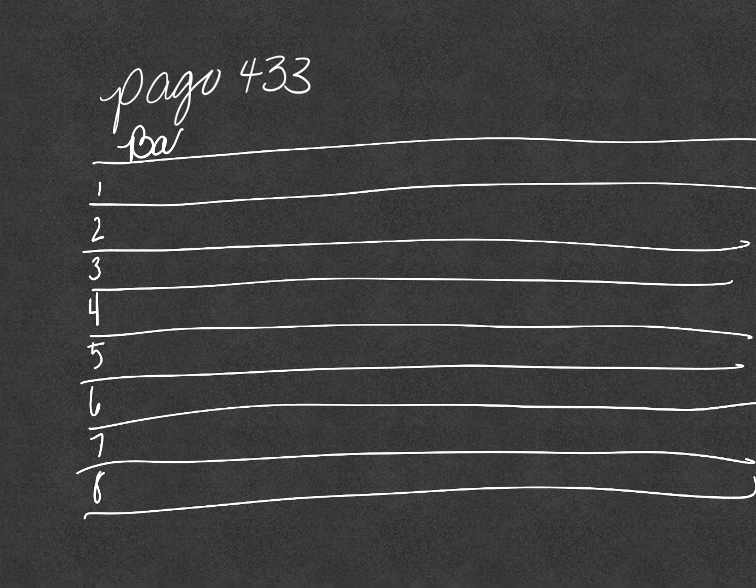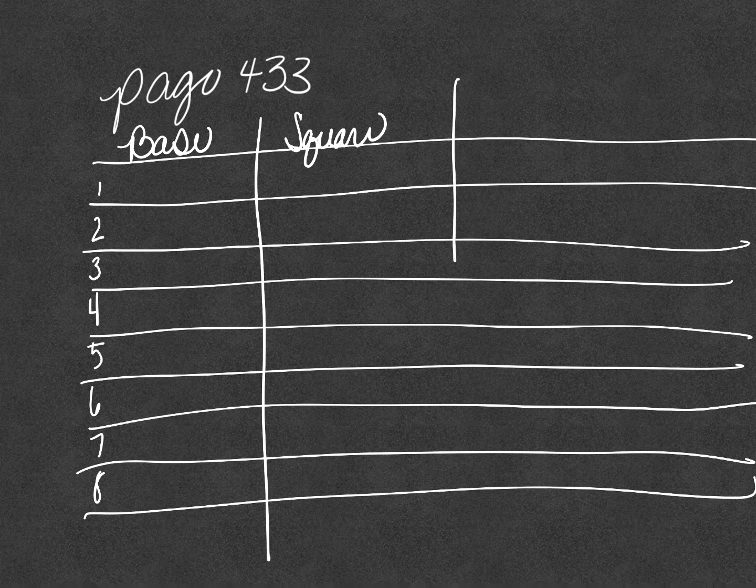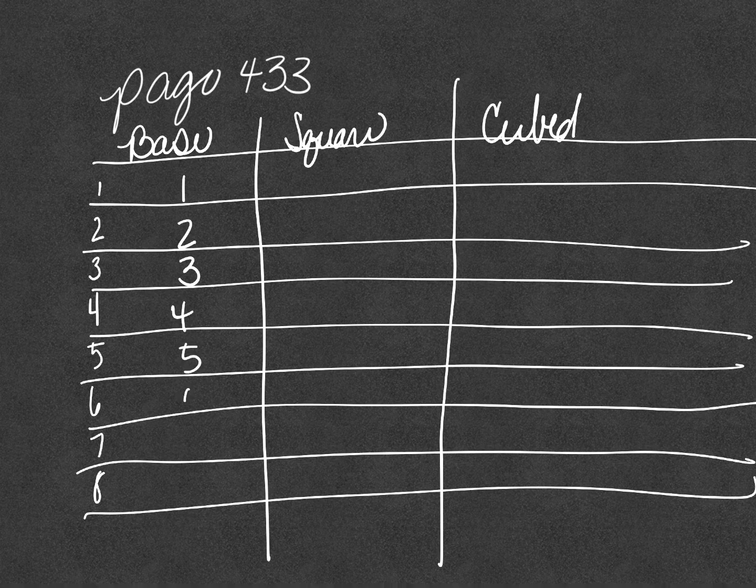So base, square, and then cubed. Okay, so base is 1, 2, 3, 4, 5, 6, 7, and 8, same as the number of problems. Now, the square of 1: 1 squared equals 1, right? All right, so what is 1 cubed? 1 cubed also equals 1.